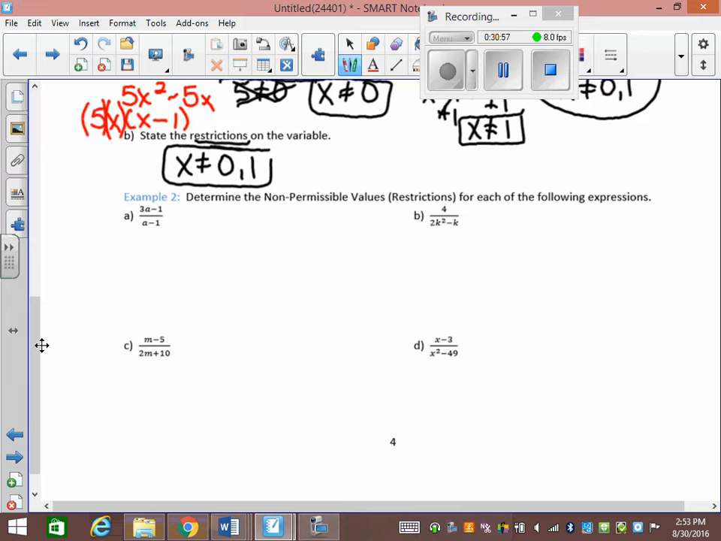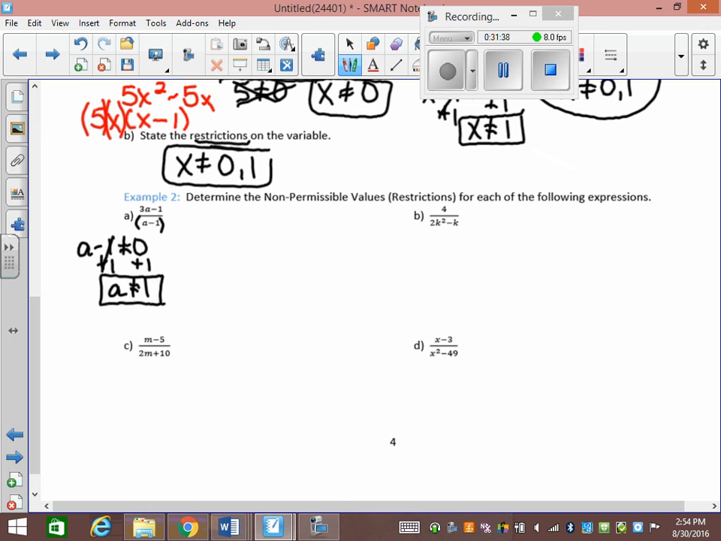So let's look here. Determine the non-permissible values for each of the following expressions. If it only asks for the non-permissible values, they don't ask you to do anything else, you literally just look at the denominator. So I have a minus 1. First thing I ask myself, can I factor or use a difference of squares? It's a minus 1. No. So, it's in its own bracket because it's attached by a minus 1. Anything that's in a bracket, you set equal to 0. So, a minus 1 can't equal 0. Then you solve for the a. Add 1. A can't equal 1.